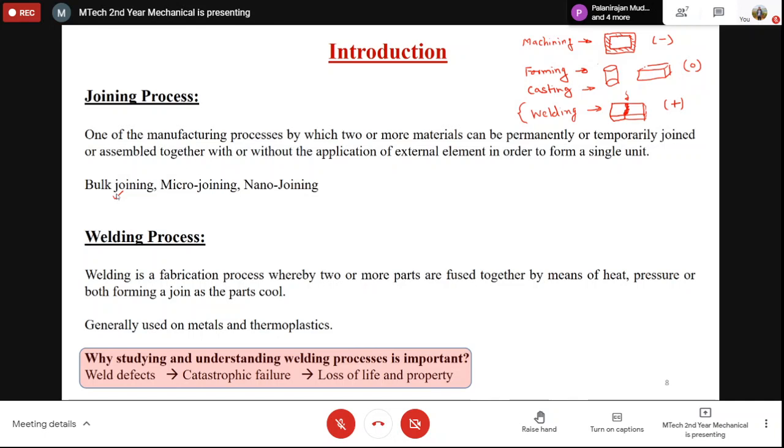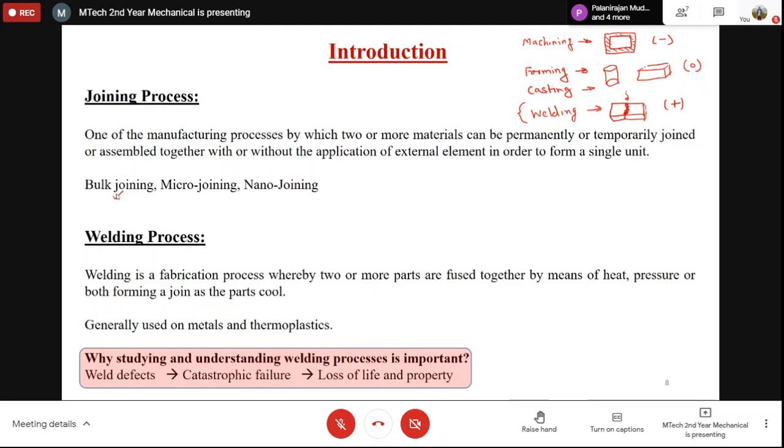Okay, so it may be that the heat is there, or the pressure is there, both may be required, or sometimes only one of the forces is required for the joining purpose. The joining processes or the welding processes are generally done on metals and thermoplastics. Okay, so why is studying and understanding welding processes important?